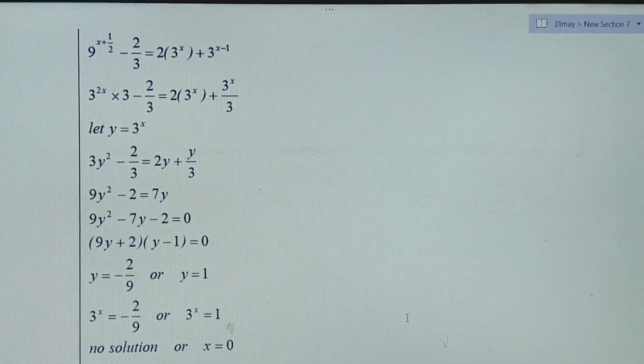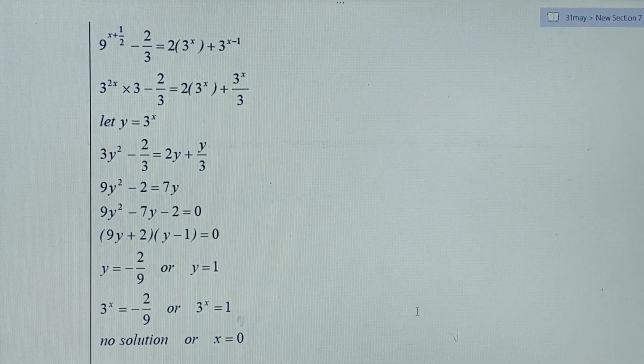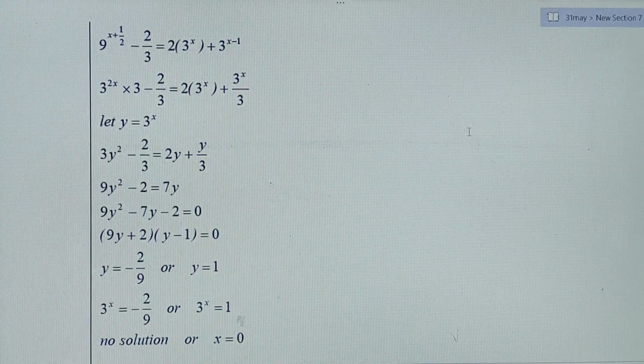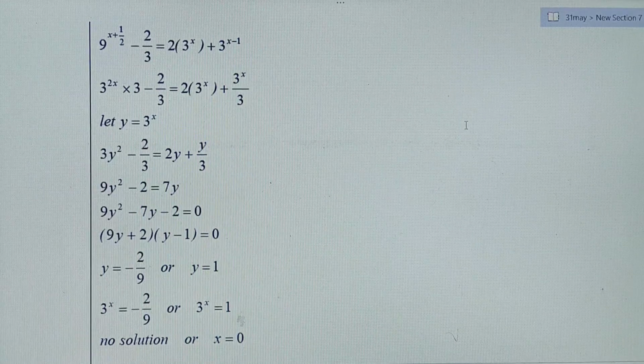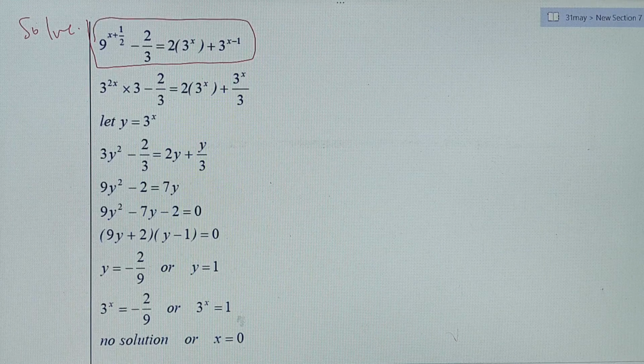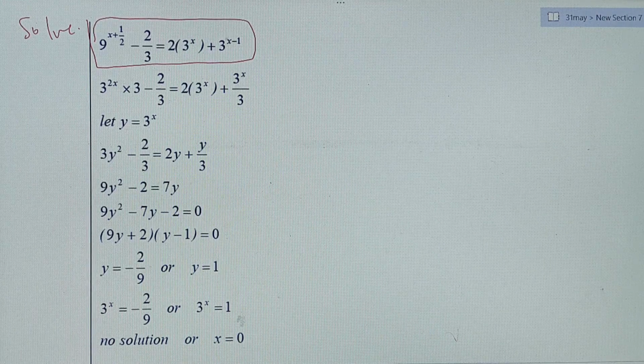Okay, let us now go to another type of question which involves a little bit of indices. Okay, how do we do this kind of question now where they ask you to solve this whole thing? So this is the question, okay? This whole thing here. Now for such questions, you see power, then got 3 power x, 3 power x.